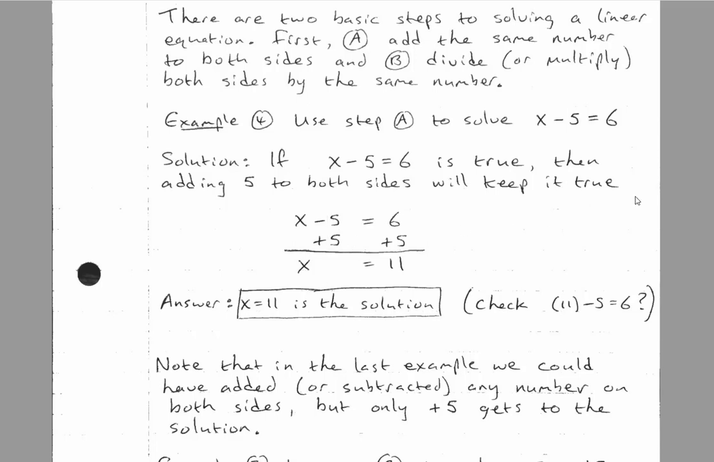Negative 5 plus 5 is 0, so we don't even need to write it. 6 plus 5 is 11. So we get x equals 11. That's telling us the solution. This is an equation equivalent to the original, but this one makes it clear what x has to be.